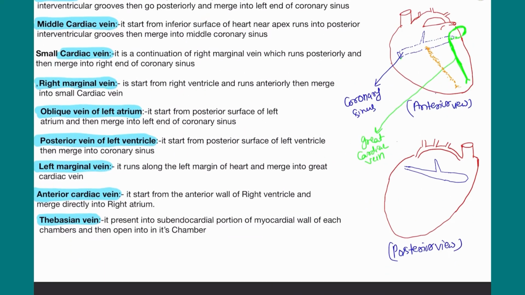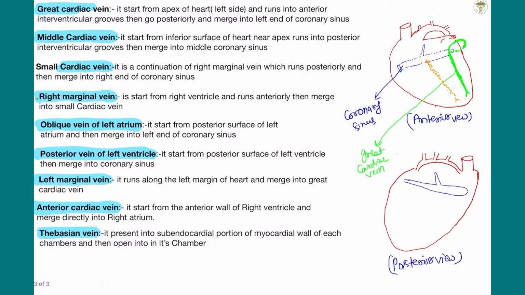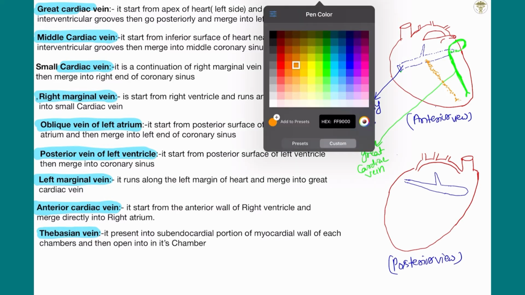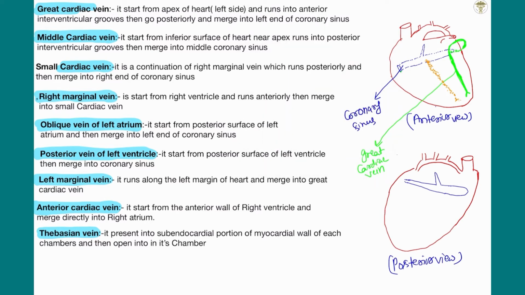So first of all I will make the anterior portion of the right marginal vein. Here the right marginal vein starts from the right ventricle and runs anteriorly and merges into the small cardiac vein. So the right marginal vein starts from the right ventricle. I will make it in a different color, like yellow.